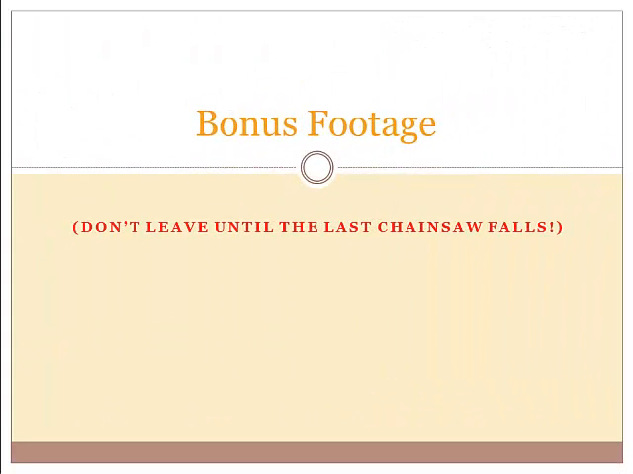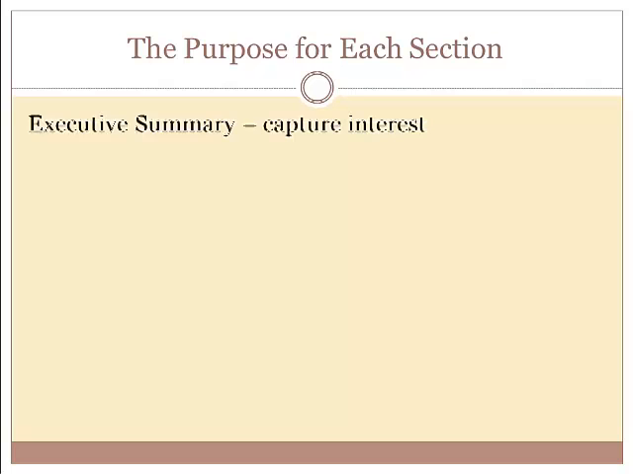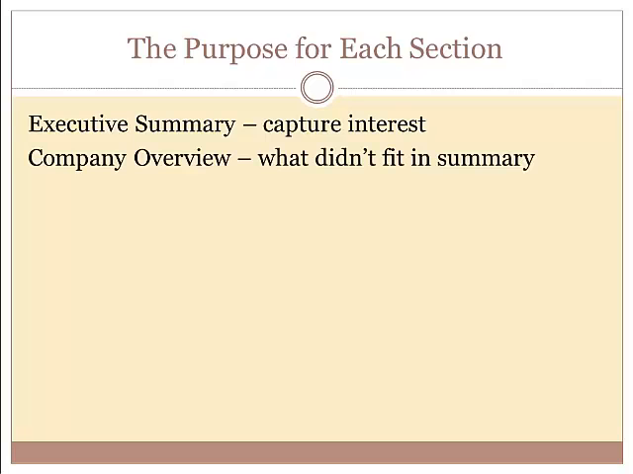And while on the topic, let's take a look at what the purpose is for each section of the plan. The purpose of the executive summary, as mentioned, is to capture interest, to get someone to want to know more about the idea. If not everything fits there, then you use the company overview. It's what didn't fit in the summary. So all the other information about the company that you still wanted to talk about, but it didn't fit in those 2 pages, that's where the company overview fits in.